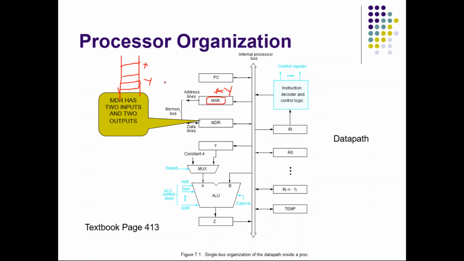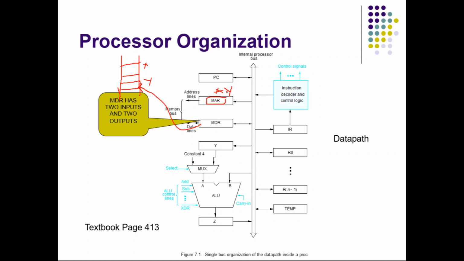If you want to write into Y, then MAR will contain Y and the signal given will be write. So what will be written if MAR contains Y and the signal given is write? Whatever data is available in MDR will be written.